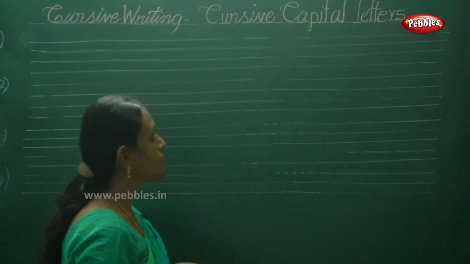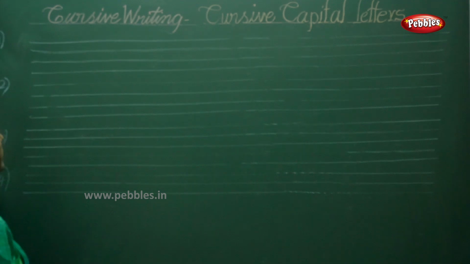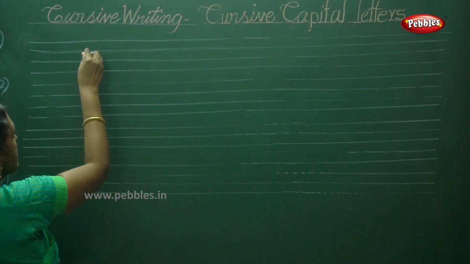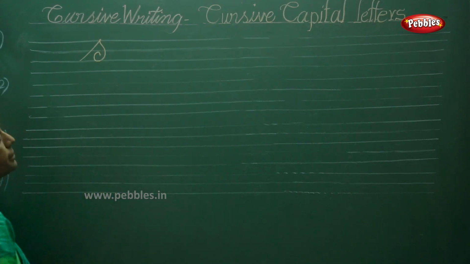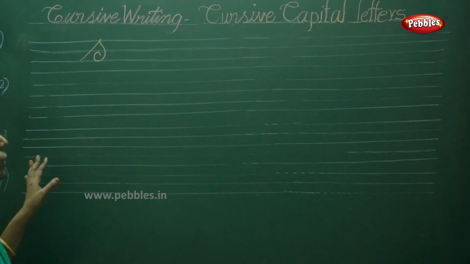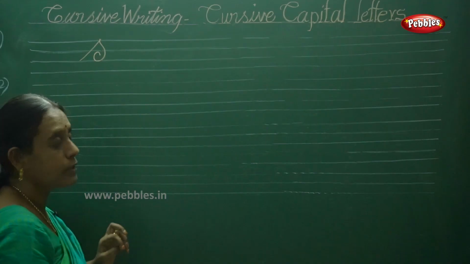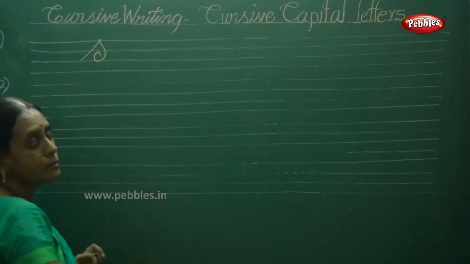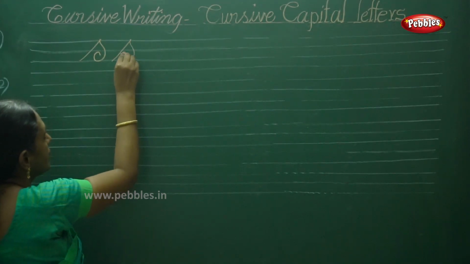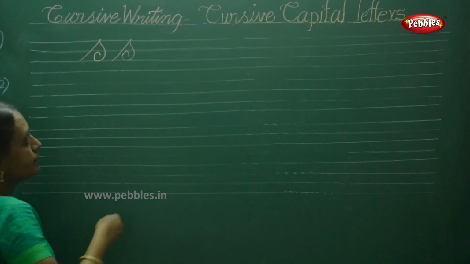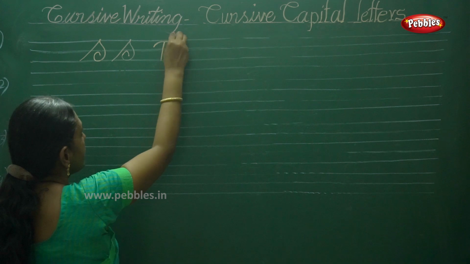Now we have to write cursive capital S. Children, listen. S is the same stroke, but it lies between the ascender and bottom line and is somewhat curved in manner. Again, S. And next, cursive capital T.